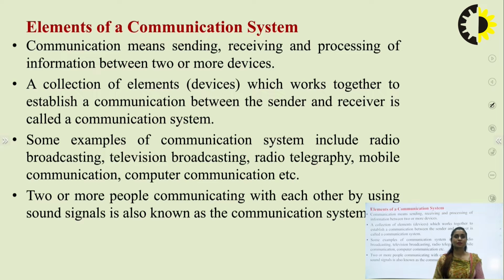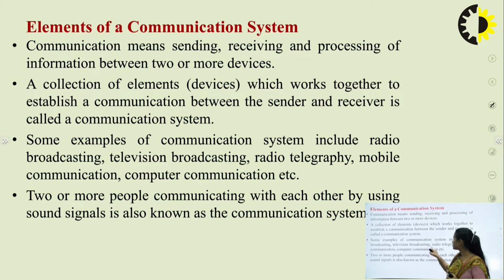What are the elements of a communication system? Here we'll basically be studying the basic block diagram of a communication system. Communication means sending, receiving and processing of information between two or more devices. The collection of elements which work together to establish communication between the sender and receiver is called a communication system, as discussed earlier.